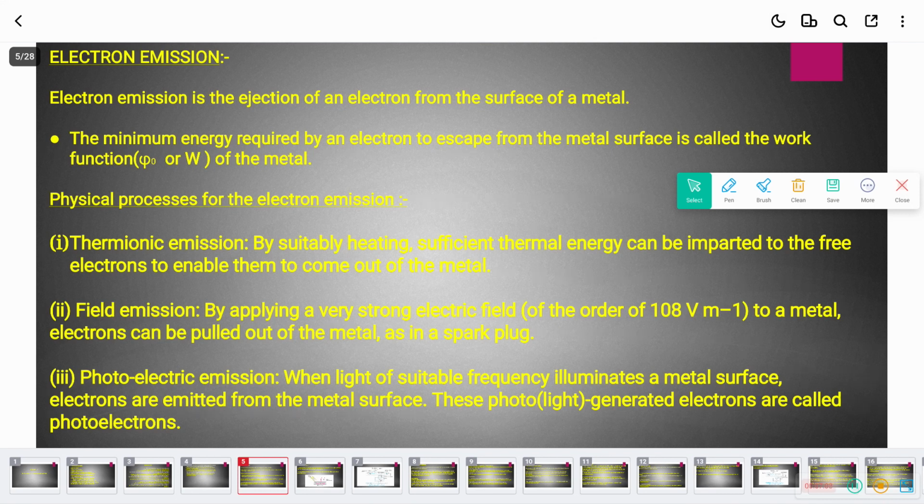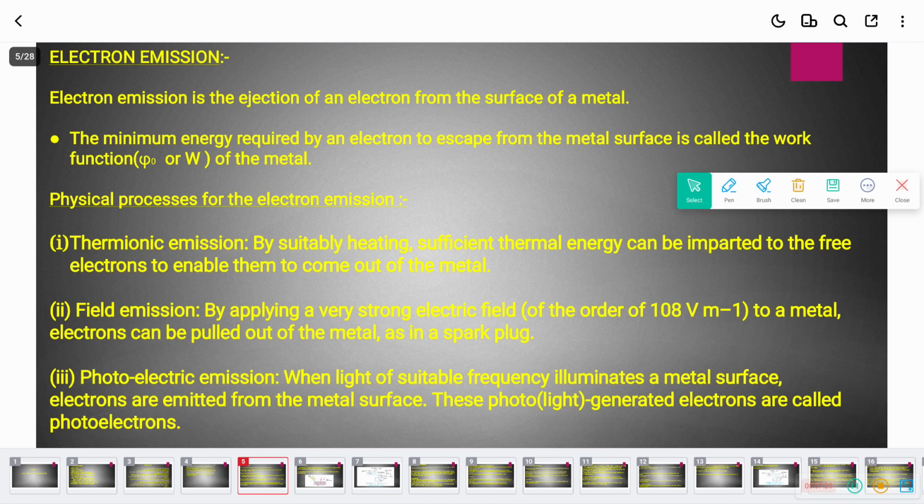Now they told thermionic emission. What do you mean by thermionic emission? Thermo means heat. Heat energy you are giving. So you are heating a certain element or metal. By heating the metal, you are giving energy. From that metal, electrons come out. That is called thermionic emission. And the electrons that come out are called thermions.